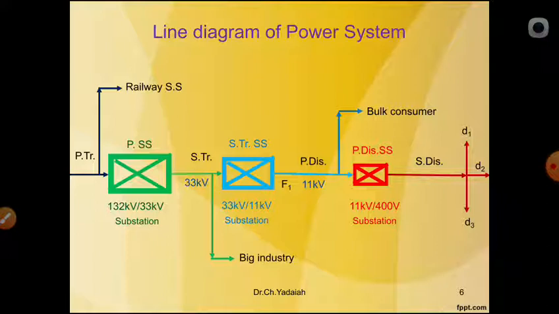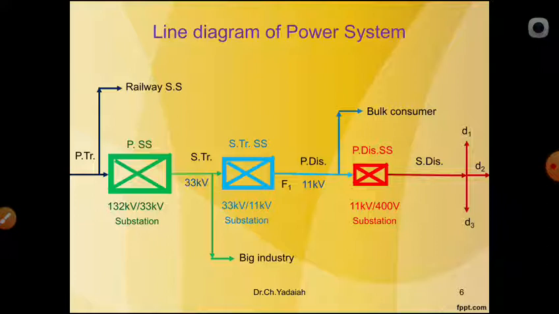Now you can see from the generating station to the nearby small domestic consumers. On the extreme left you can see the primary transmission system, that is, the primary transmission lines. That is nearly a 132 kV line, directly given to the 132 kV by 33 kV substation, known as the primary substation. This primary substation takes the input as 132 kV and steps down to 33 kV.